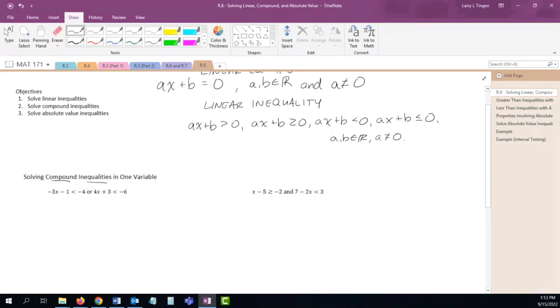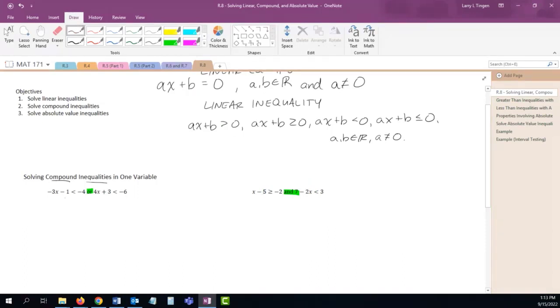Compound inequalities are inequalities that have at least two pieces. They're separated by or and. Okay, and each case is different. If it's an or, it means as long as x satisfies one of the two inequalities, my compound inequality is met, or it is true. When I have an and situation, I'll need to come up with values of x that make both inequalities true.